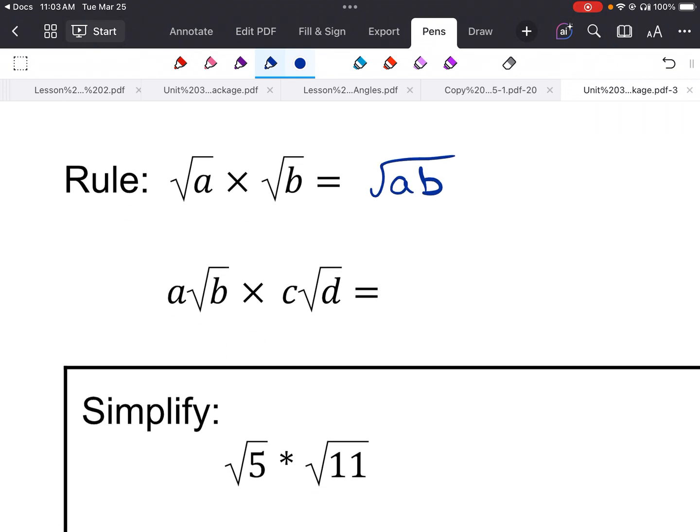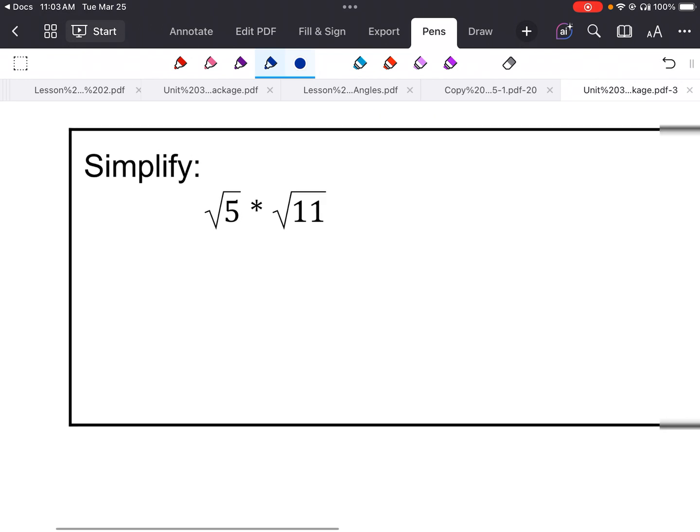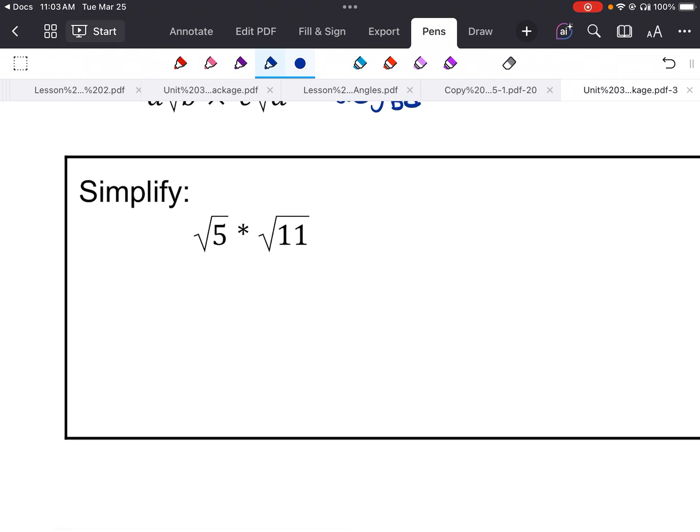Okay, a root b times c root d equals, you multiply the coefficients, and then in the root sign multiply the two values under the root signs. Okay, a little bit of practice here. Simplify root 5 times root 11. So this becomes the root of 5 times 11, which just becomes root 55.